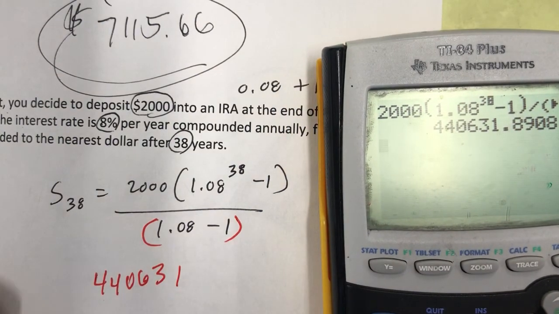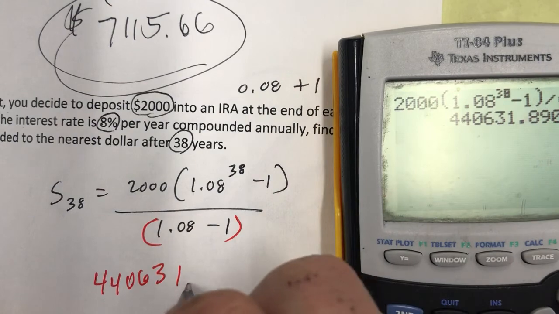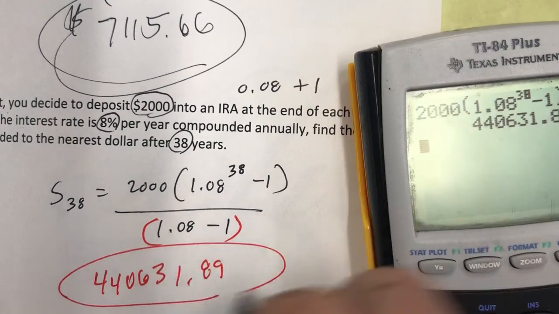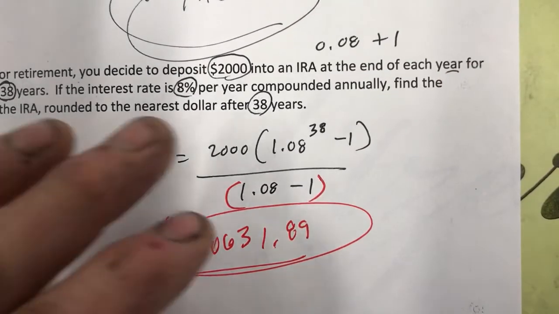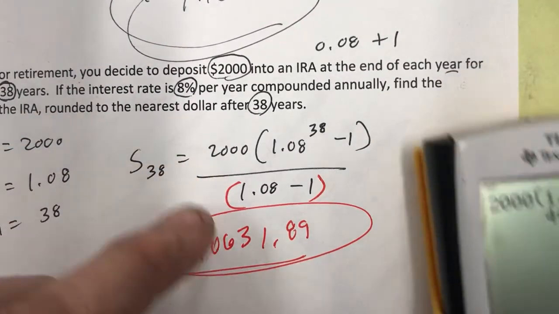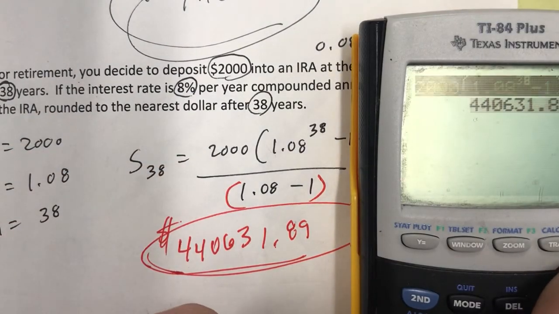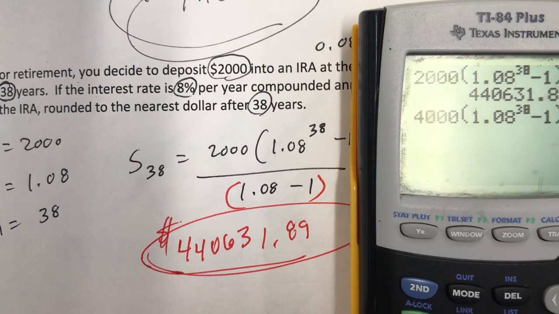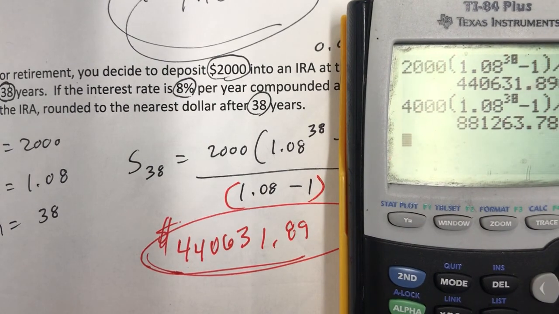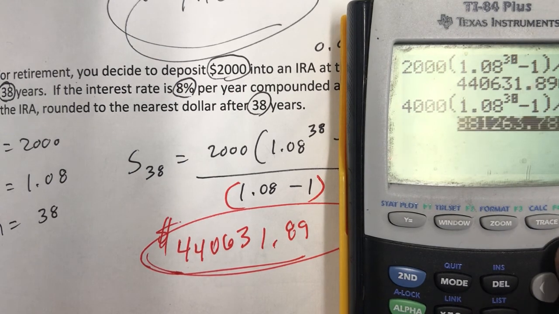440,631 and 89 cents. There you go, that's how much money you got. Just $2,000 a year. Just think what it'd be if you put more than that. What if you put $4,000 a year? Let's go change it. What if it was $4,000 a year you put in there? Look, it's going to be $881,000. Almost $1 million.